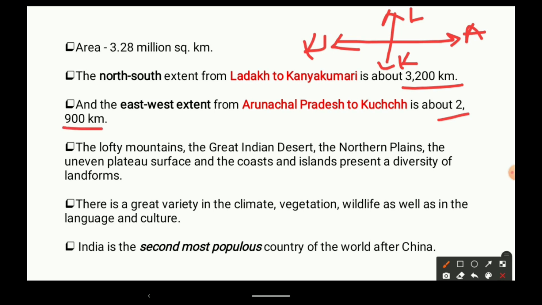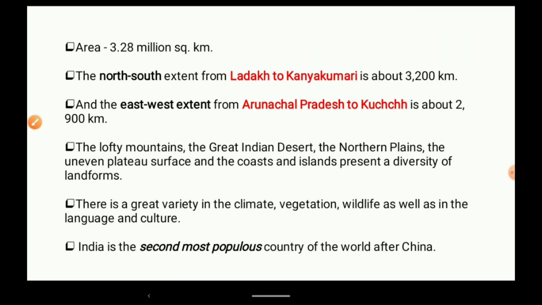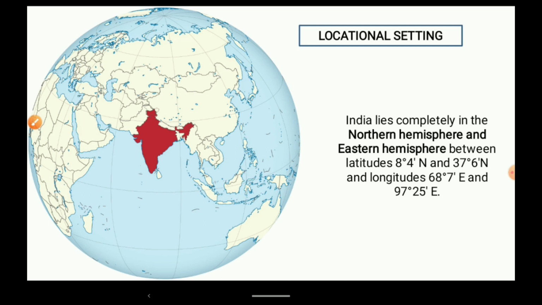India is known for its diversity. We have mountains, deserts, plains, plateaus, coastal plains and islands, etc. Not only do we have physical diversity, we have great varieties of climatic conditions, vegetation, wildlife, the languages we speak, and the way of life, that is our culture. Another most important fact is that India is the second most populous country of the world after China. Next, we are going to see about our locational setting.